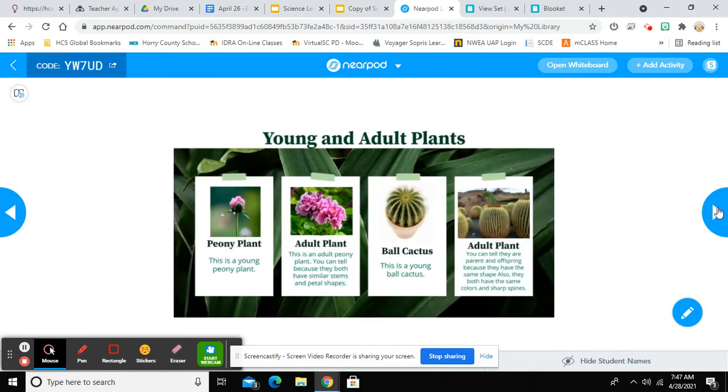So, the peony plant. This is a young peony plant, and this is the adult peony plant. You can tell because they both have similar stems and petal shapes. A ball cactus. This is a young ball cactus. You can tell they are the parent and offspring because they have the same shape. Also, they both have the same colors and sharp spines.